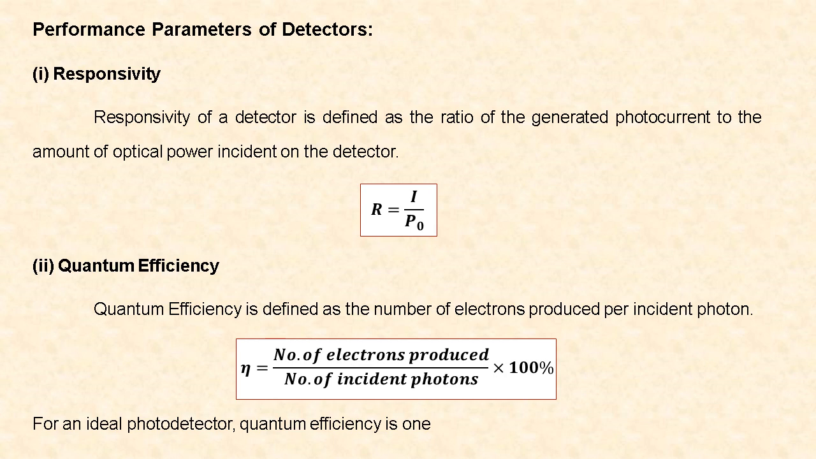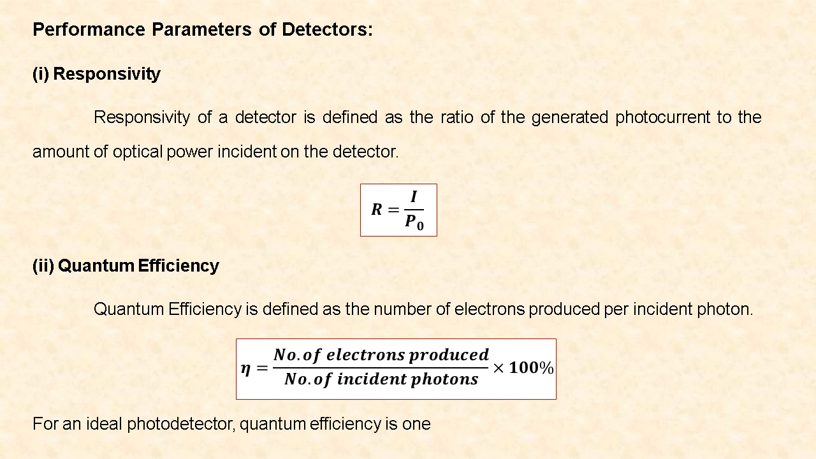First, responsivity. Responsivity of a detector is defined as the ratio of generated photocurrent I to the amount of optical power P0 incident on the detector. R is given by I divided by P0.